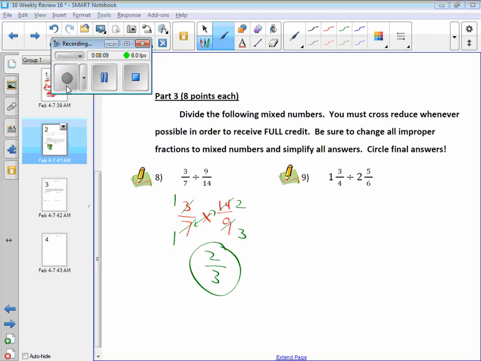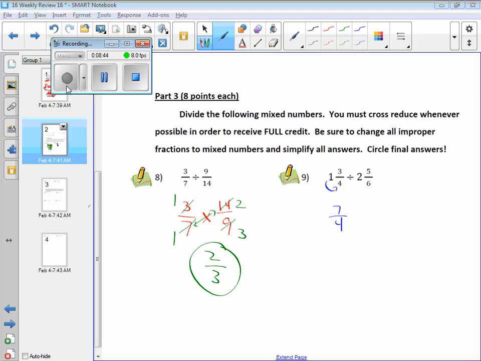All right, let's move on to number 9. Number 9 is like number 8, but we have an extra step in that we've got to change our mixed numbers to improper fractions first. And when you do that, don't try to do it all in one step, where you're changing them into improper fractions and doing keep, change, flip in the same step. Take it step by step. So first things first, change them to improper. 1 times 4 is 4, plus 3 is 7. And we keep the denominator as a 4.